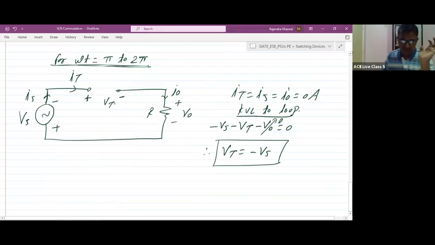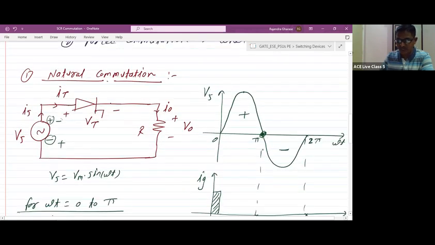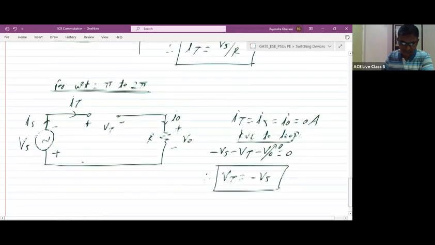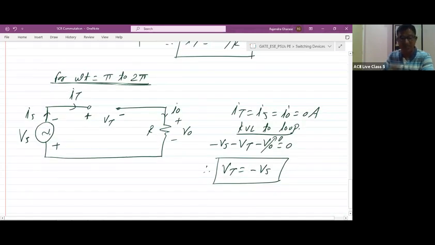Why am I saying this? Because for pi to 2 pi, we reverse the supply voltage polarity, it is like a minus here, plus here. Suppose from pi to 2 pi we don't reverse the polarity of the supply voltage, then we would get VT is equal to VS. In that case, whatever is negative in the supply would appear here as negative. But in this case, the supply voltage was reversed. The meaning is this plus, this minus, and we are considering this value as plus only. So here VT is minus VS.